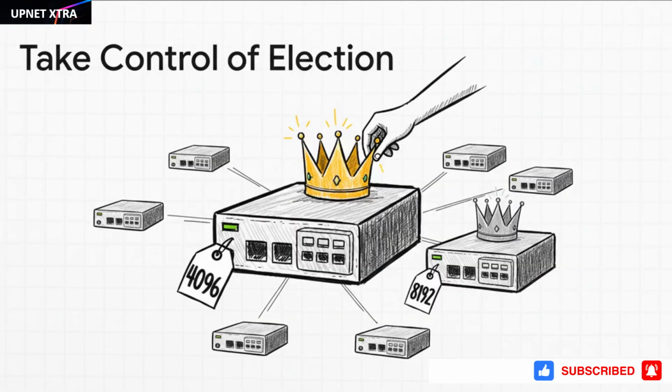So, the takeaway here is absolutely crucial. You have to take control of this election. Don't let your network randomly pick its leader. You need to go in and manually set the bridge priority on your biggest, baddest core switch to a really low number, like 4096, to guarantee it wins every time. And for good measure, configure your backup core switch with the next lowest value, 8192. That way, you get a stable, predictable, and fast network.